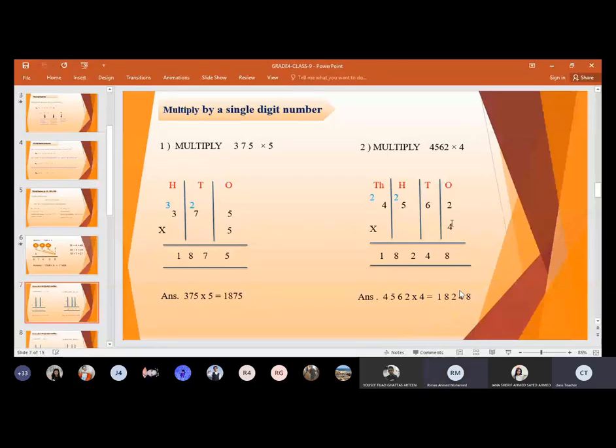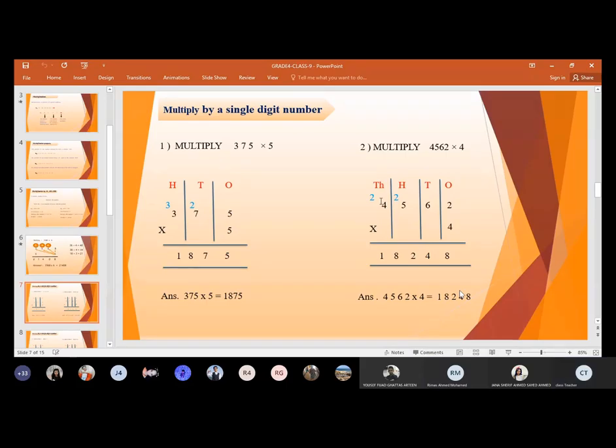And take the number 4, multiply by 6. 4 sixes, what's the value for 6? 24. 4 sixes are 24. Yes. So you write 4 in the 10th place and carry 2 in 100 place. Now you multiply that number 4 by 5. That means 4 fives, sir. 20 plus 2 is 22. So you write 2 in the 100 place and carry 2 in the next place value.